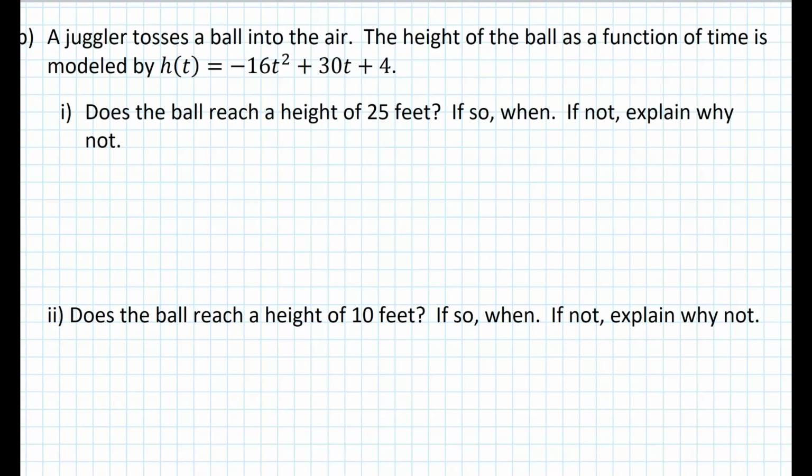Okay, so the maximum occurs where? At the axis of symmetry. So we would say t is equal to negative b over 2a. B is 30 divided by 2, and a is negative 16. Those become positive. 2 goes into 30 15 times. So when we get t is equal to 15 over 16, what is that telling us?